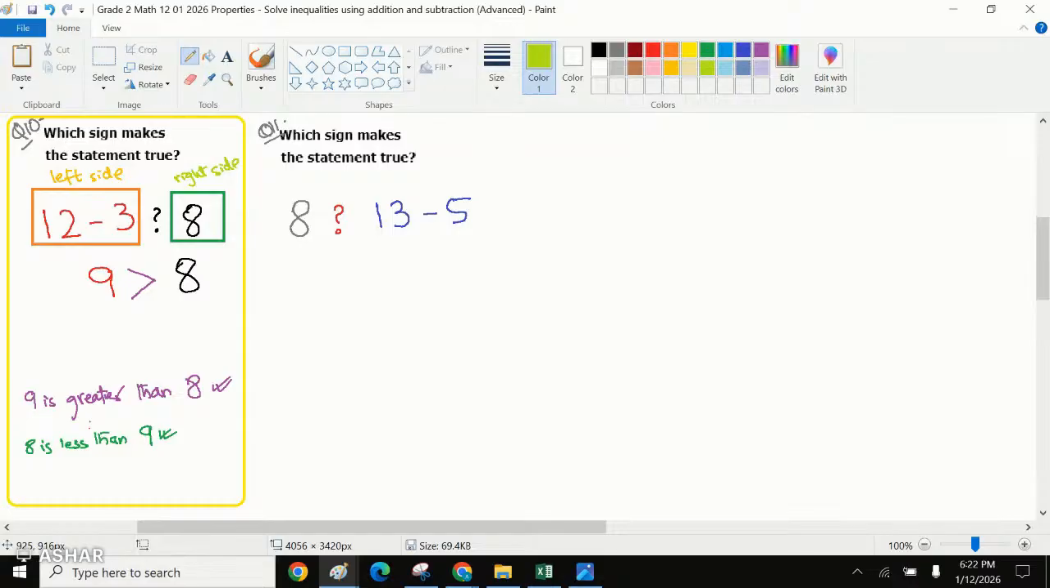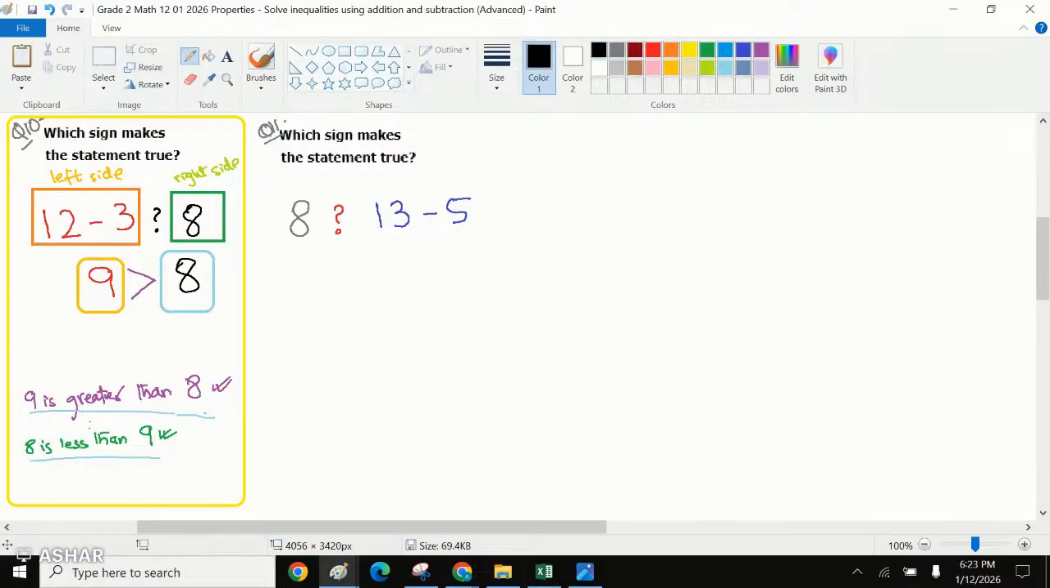So on the left side, it said 12 minus 3. Can 12 minus 3 be written as 9? 12 minus 3 equals 9, right? And on this side, it was simply 8. So which number is greater, 8 or 9? We can say 9 is greater than 8, or we can also say 8 is less than 9. Whichever value is greater, the open mouth goes towards the bigger number. That means 9 is greater than 8.